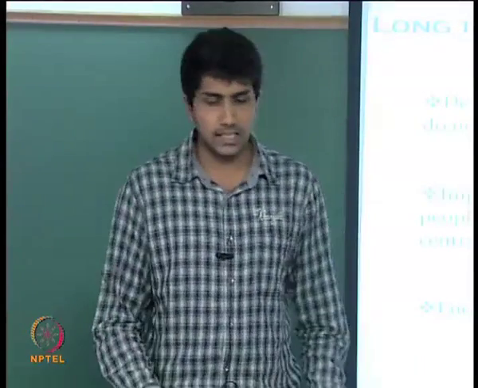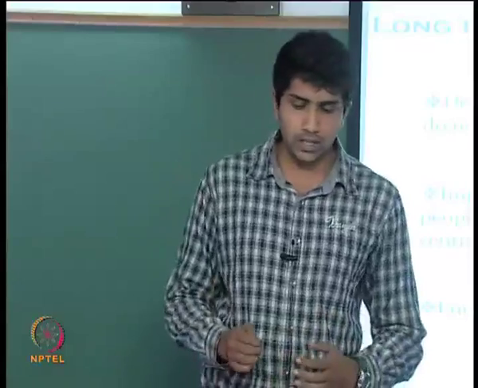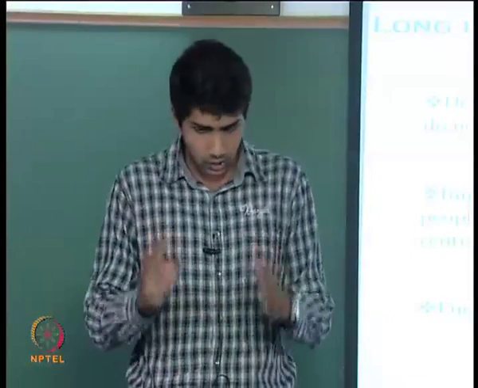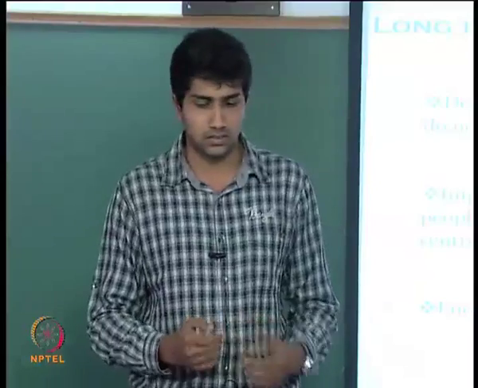And the long term initiatives: development of industrial sites in small towns so that people do not migrate from rural areas, and improvement in local transportation in metro cities so that these people can spread out rather than accumulating in the production centers, and encouraging agriculture and small scale industries in rural places.